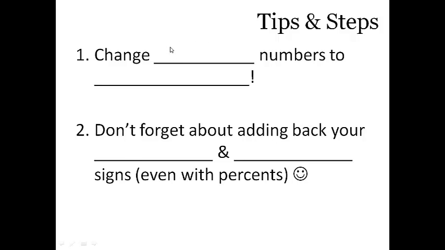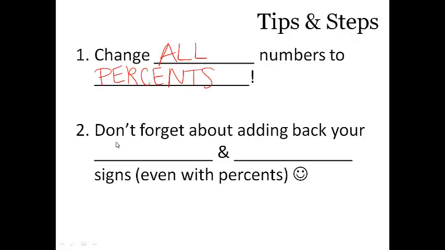Tip number 1, you need to change all your numbers to percents. And these kind of questions are the questions that are going to give you like 5 numbers and it's going to say put them in order from least to greatest or put them in order from greatest to least.